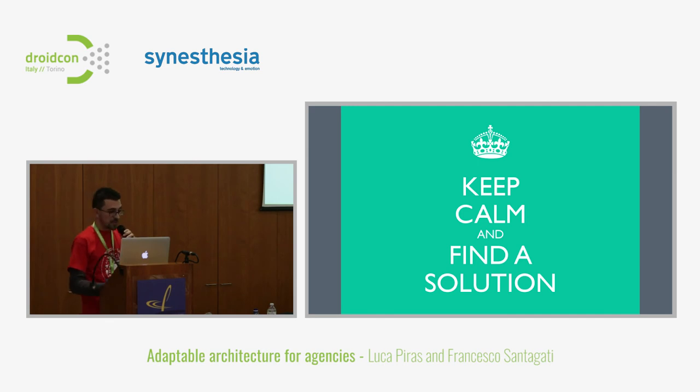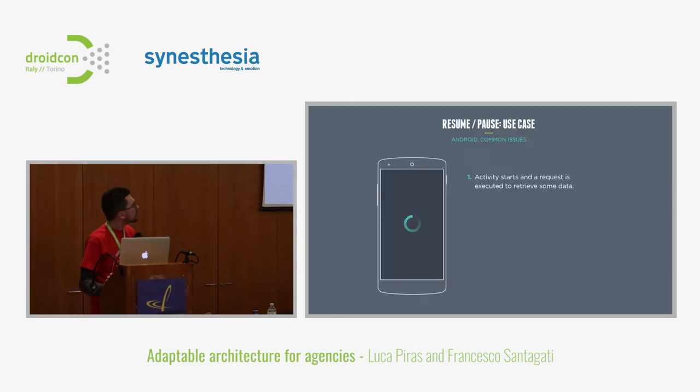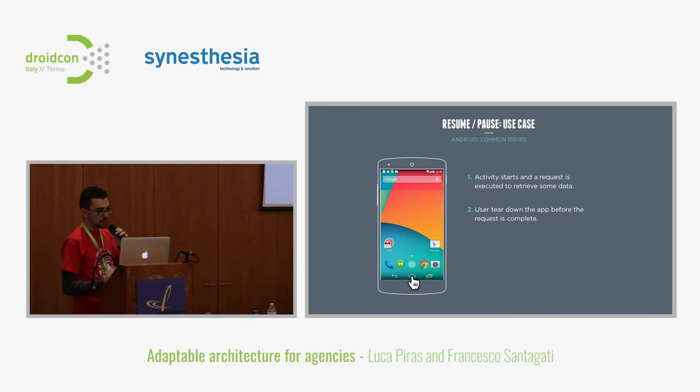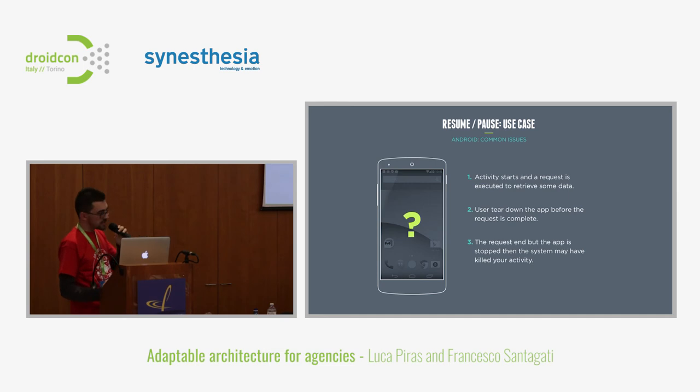Solutions for these problems can be multiple, and now I'll describe how we chose to resolve them. For a clearer explanation, we can look at it from the user's perspective. Let's start by looking at a common use case. Your activity starts and the user is waiting for a response. Before the request can be completed, the user can put the app in the background through the home button. The request ends and the app is still stopped. Then, especially if the device has low memory, the system may have killed your activity.